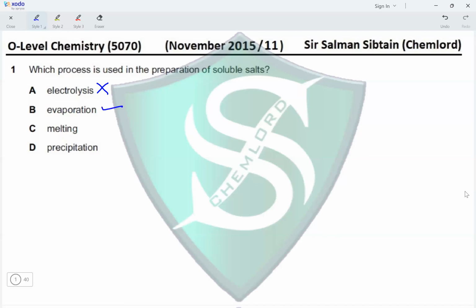Melting. Melting just changes the state from solid to liquid. It does not prepare a soluble salt. And precipitation is a procedure for preparing insoluble salts, not soluble salts. Soluble salts are prepared by evaporation and crystallization. So the correct option for this question is option B.